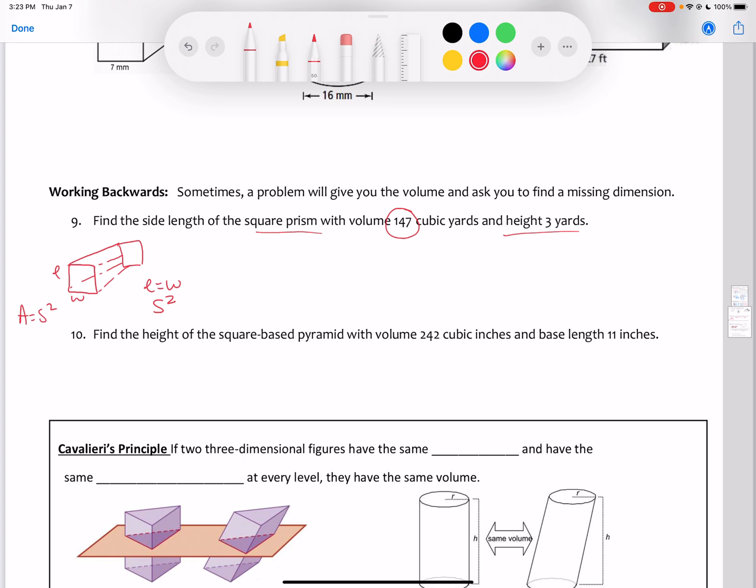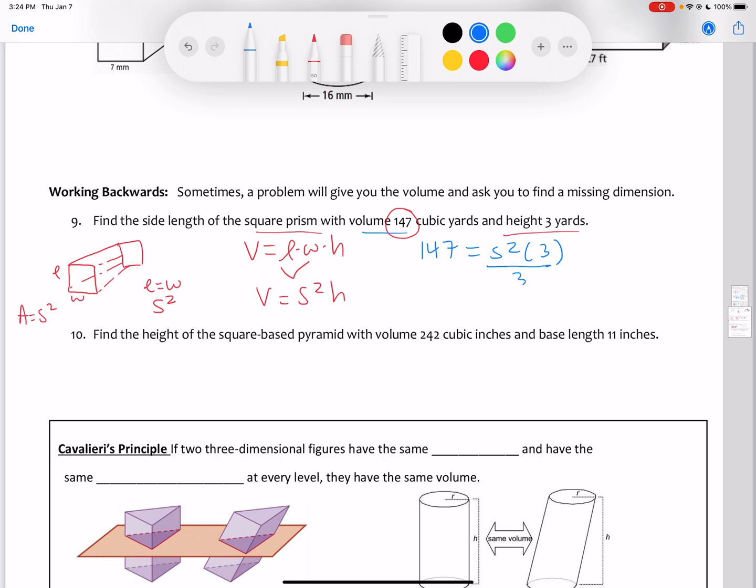So my volume formula, volume equals length times width times height. But again, we said we're going to call length times width side squared, times height. Now you're ready to substitute the values that you know. So 147 was my volume. I'm setting that equal to the side squared. The height is 3. So to solve this, side squared and 3 are being multiplied.